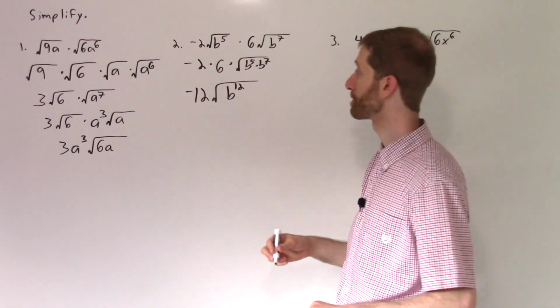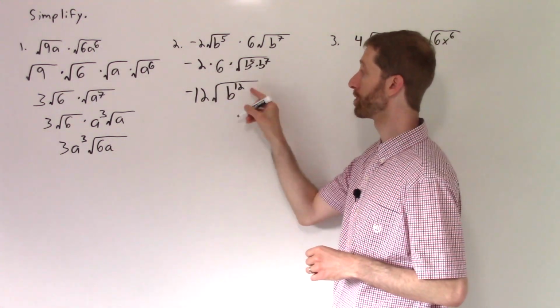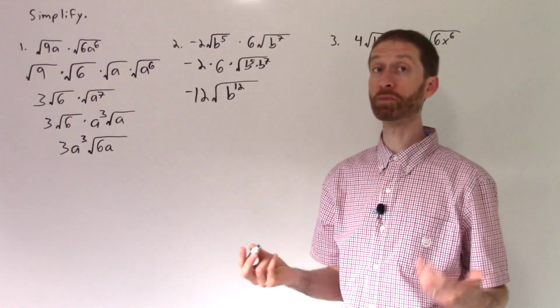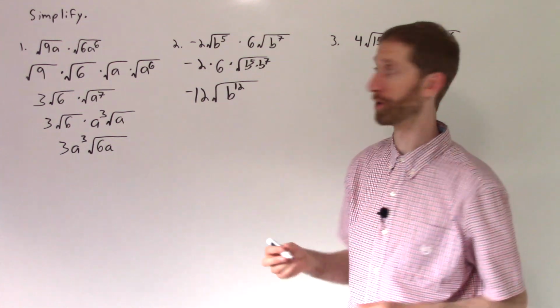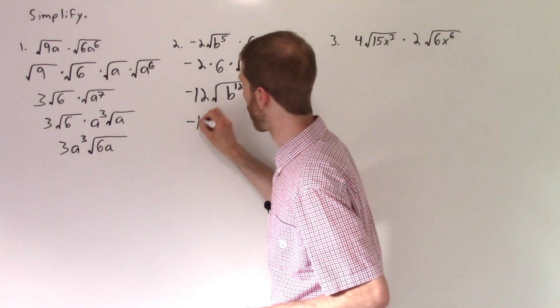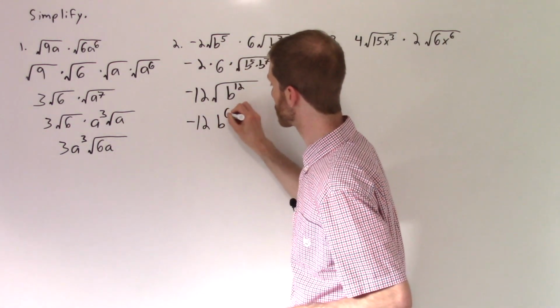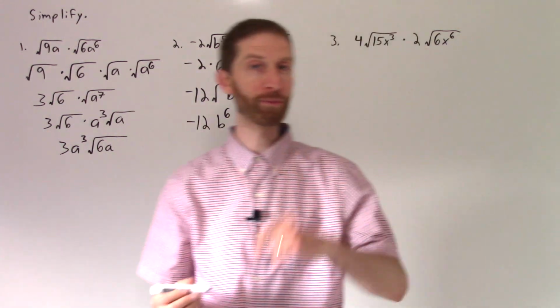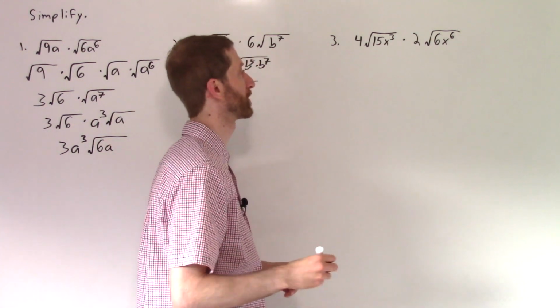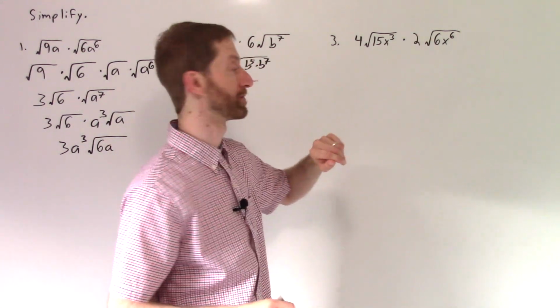Last but not least, I've got a square root of a power, so I'm going to divide the exponent by 2. 2 goes into 12 6 times with no remainder. So we're left with negative 12 b to the 6th, that's the 12 divided by 2 with no remainder. Sweet. All right, one more problem here with multiplying radical expressions where we have variables and numbers involved.